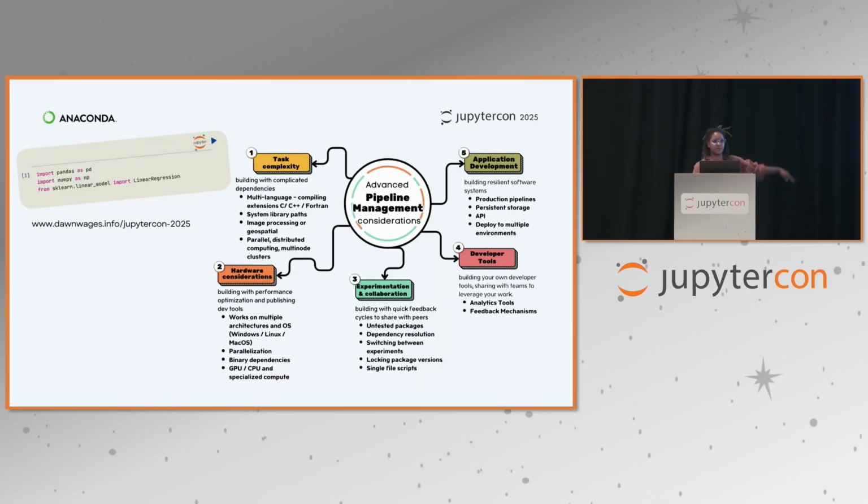And so here's a bit of a summary. This is a new image, but it is a repeat of a lot of the considerations that I was discussing before. The 5 different components in a different format: task complexity, hardware considerations, access for experimentation and collaboration, developer tooling, and then your application development if you are building an application in this environment as well. And also some more bullet points on how to identify different things to note in each of these 5 areas.